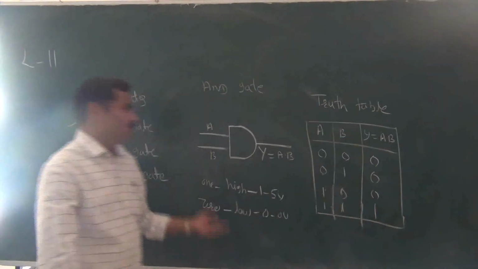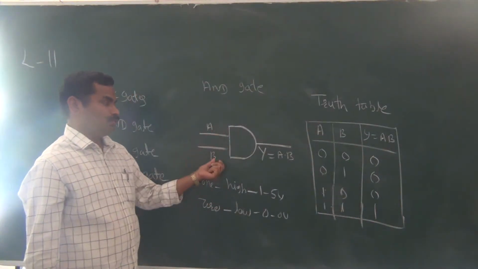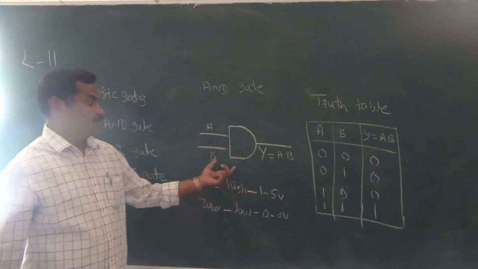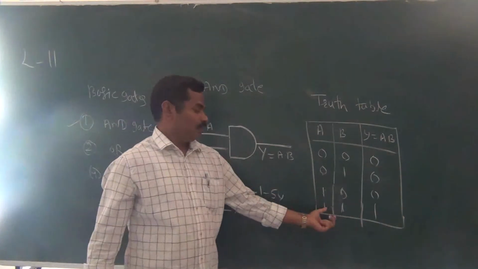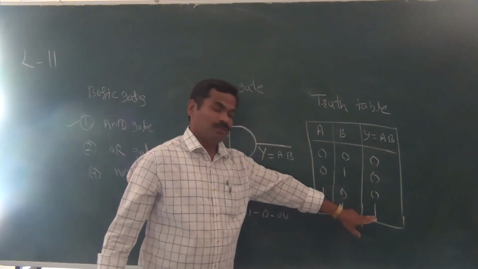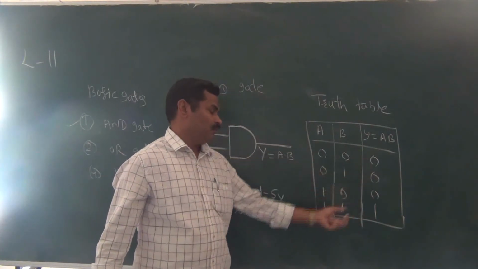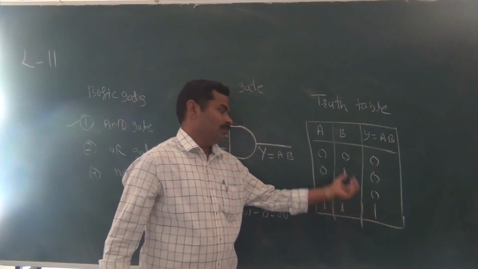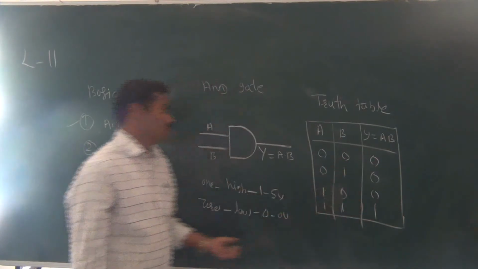This is about the importance of the AND gate. It has two inputs and only one output, that is A dot B. When both inputs are 1, 1, the output is 1 only. Other than that, it is 0 only. When both inputs are high, the output is high, and the remaining cases are low.